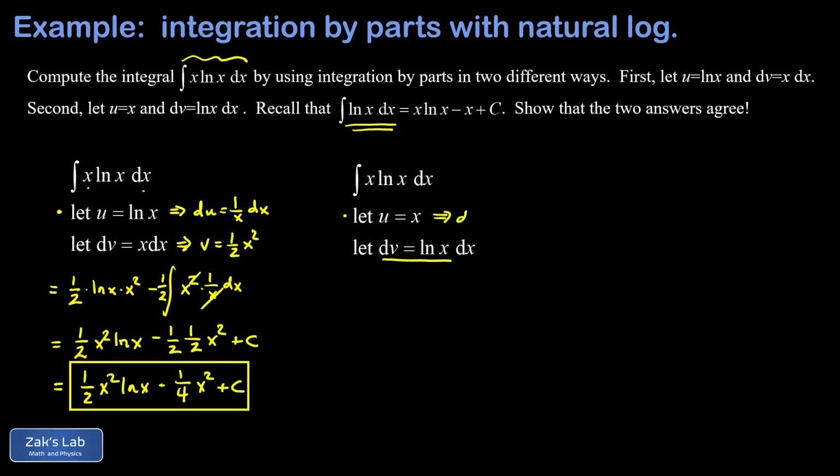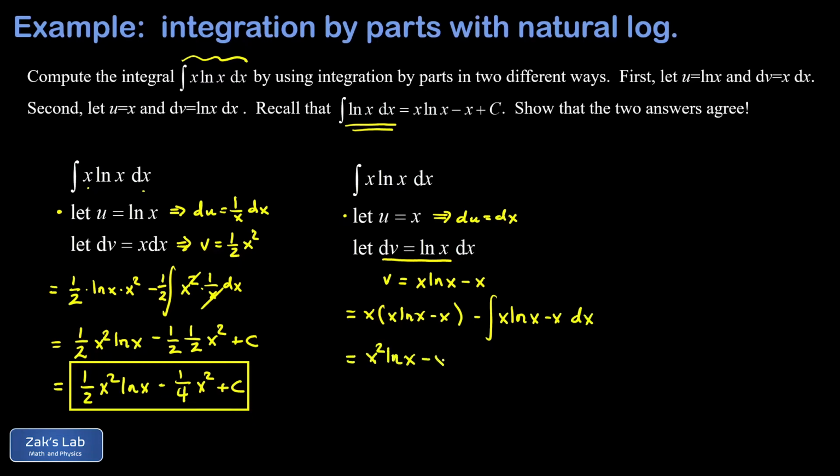If u is x, then du is dx, and that's a good thing. But if dv is natural log x dx, then v is going to be x natural log x minus x. Well, that thing just got a lot more complicated than the original. We can still apply integration by parts, and I take u times v, that's x times x natural log x minus x, minus the integral of v du. That's the integral of x natural log x minus x dx. And we start to clean things up here. I have x squared natural log x minus x squared.